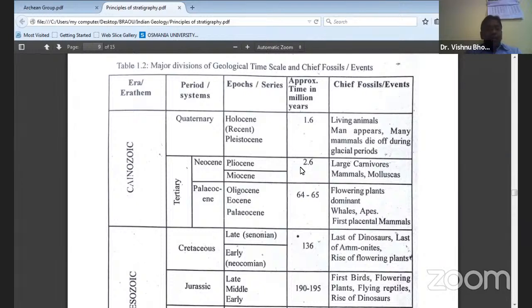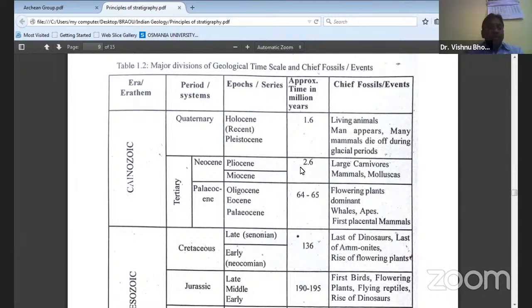And after that, Cretaceous. The Cretaceous is also divided into two epochs or series. The first one is early Cretaceous, and second one is late Cretaceous. Both have an age of about 136 million years. Now here slowly the dinosaurs disappeared. The last of the ammonites, and here the continued rise of flowering plants.